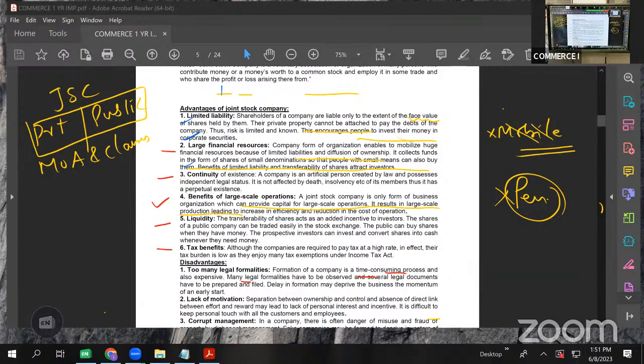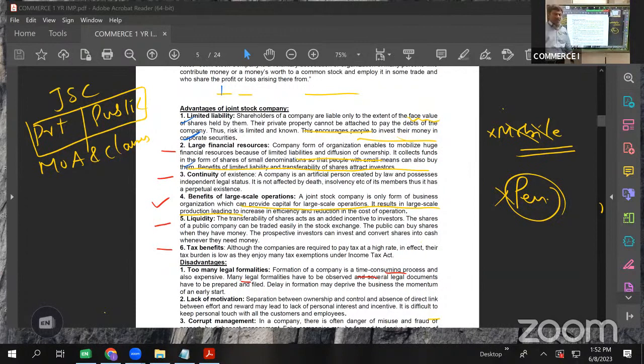Then coming to disadvantages. Disadvantage one is there are so many legal formalities. I told you, if it is a proprietorship, no legal formalities. Partnership, no legal formalities. But if it is a company, there are so many legal formalities. That is one disadvantage.